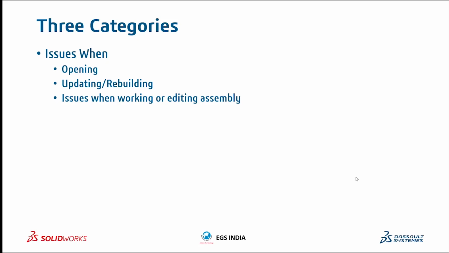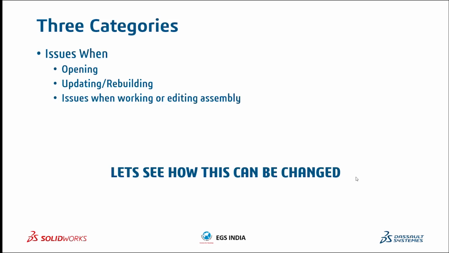The third part is when you're working on or editing the assembly. In the sense that you're rotating to view more components, zooming in, zooming out. These issues usually happen when you don't have any features or editing going on, but rather are just changing the orientation of the assembly. It is important to understand that all of these are interconnected. The recommendations that I'm about to make are common for all three issues. They are not only for opening, or only for updating, or only for the graphical issues, but improving one area can positively affect the others, giving you overall better performance. Let's see how this can be changed now.